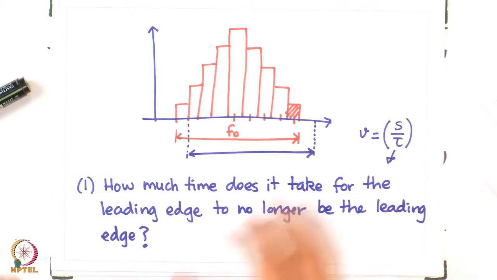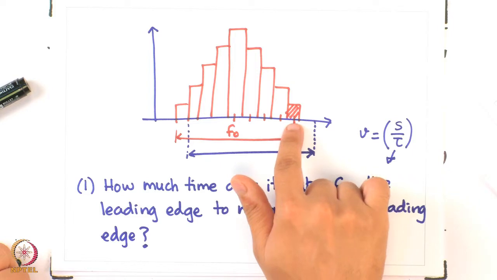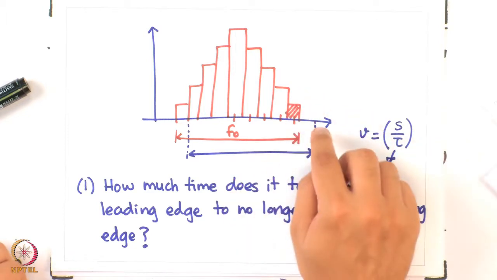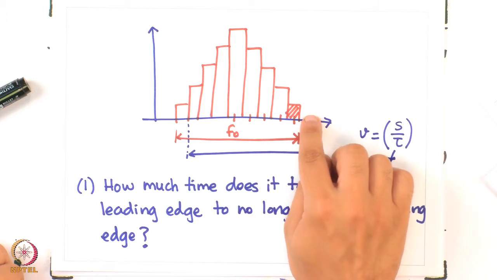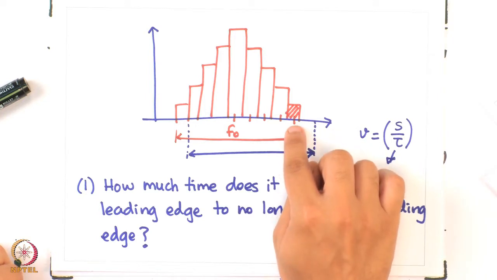Which means at the time that this snapshot was taken, this particular genotype represents the leading edge of the wave. But eventually we know that another mutation is going to happen and a new genotype will arise, and that genotype, when established, will form the leading edge of this wave. And when that happens, this particular genotype, which is currently the leading edge, will no longer be the leading edge.